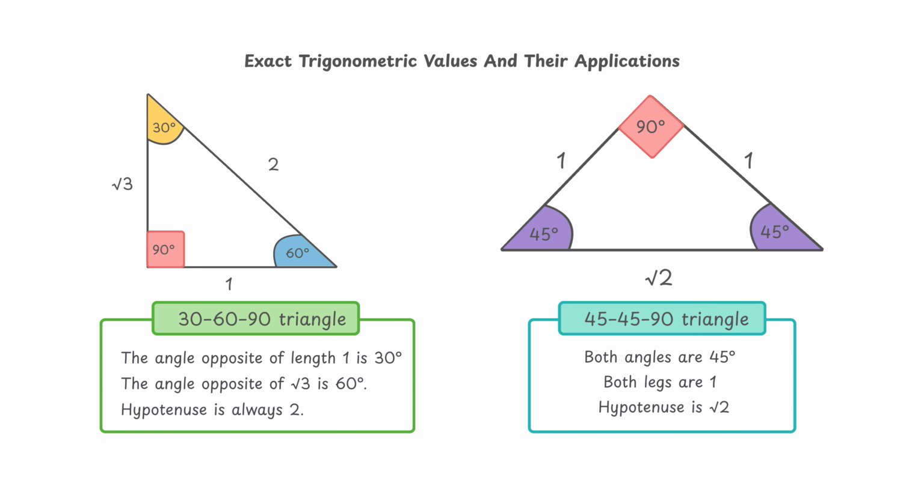Now take a moment to connect both triangles. The 30, 60, 90 triangle gives us values involving square root of 3. The 45, 45, 90 triangle gives us values involving square root of 2. These two triangles are the foundation for all exact trigonometric values. So instead of using a calculator, we use these known ratios directly. Now remember this clearly. 30, 60, 90 triangle: 1, square root of 3, 2. 45, 45, 90 triangle: 1, 1, square root of 2. If you remember these patterns, you can solve many trigonometry questions quickly and give answers in exact form. This is the key idea behind exact trigonometric values.